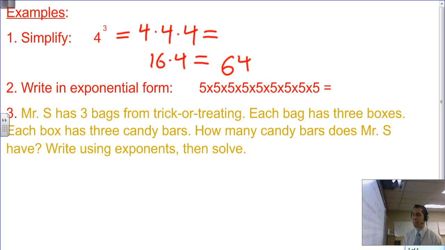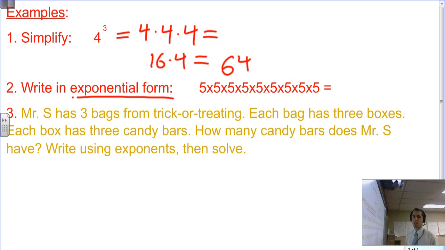Number 2, write in exponential form. 5 times 5 times 5 times 5 times 5 times 5 times 5 times 5 times 5. That's annoying to write out. It would also be annoying to multiply out, but notice this just asks for it in exponential form, so we don't need to multiply it out. We just need to simplify it and write it with an exponent.